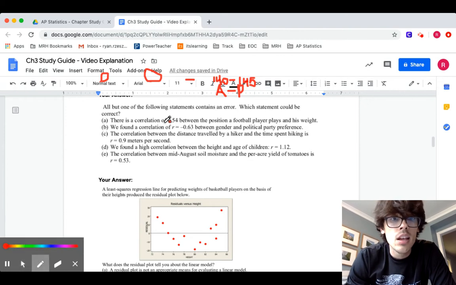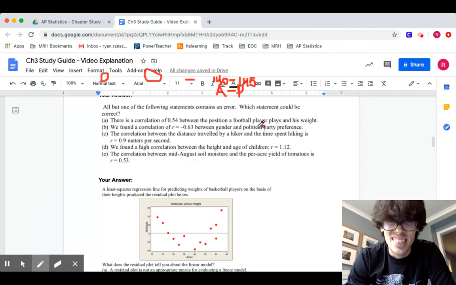Choice A says correlation is 0.54 between a football player's position and their weight. Weight is a number, that's cool. Position is not. That's a categorical variable. You can't do R on that. Same issue on B, talking about gender versus political party preference. Those are actually both categorical, so that's a no.